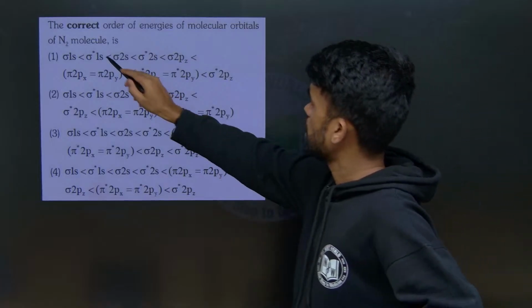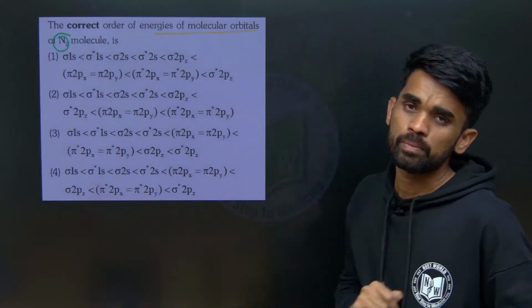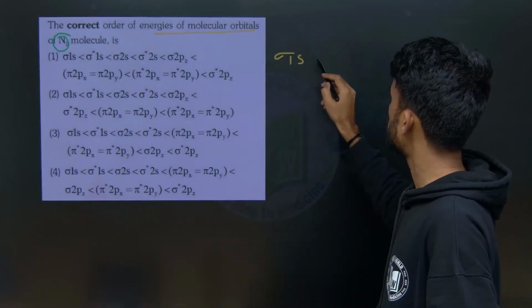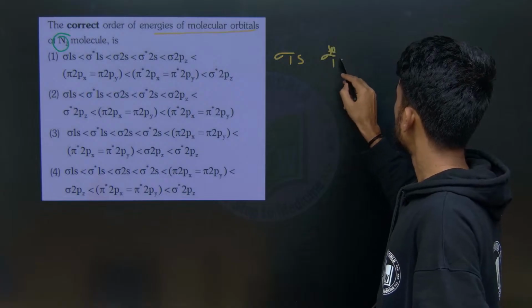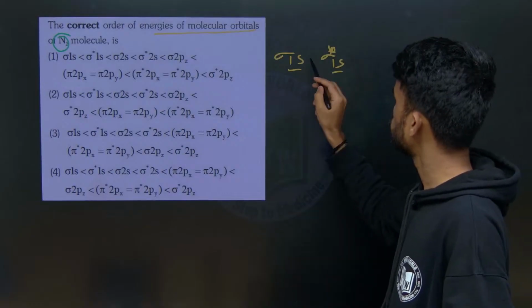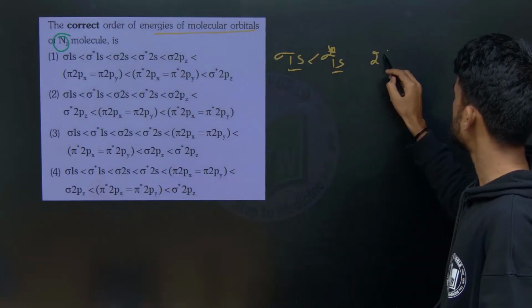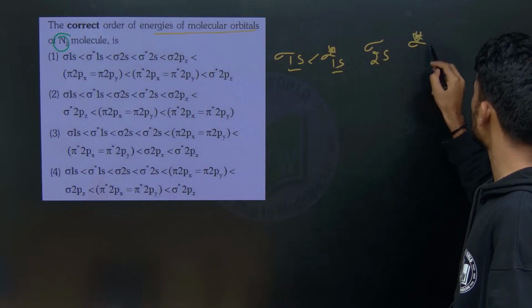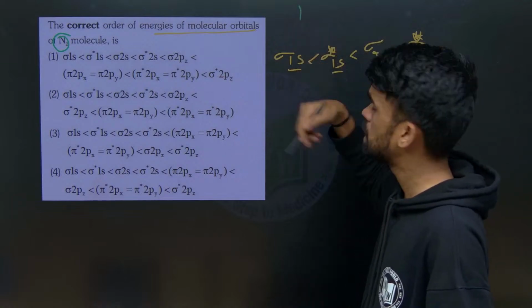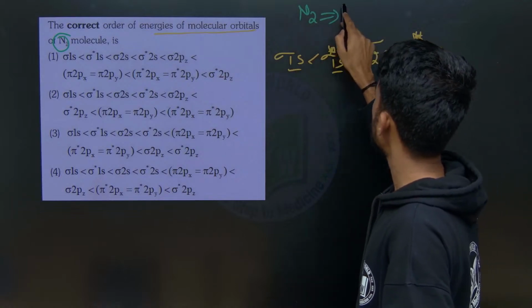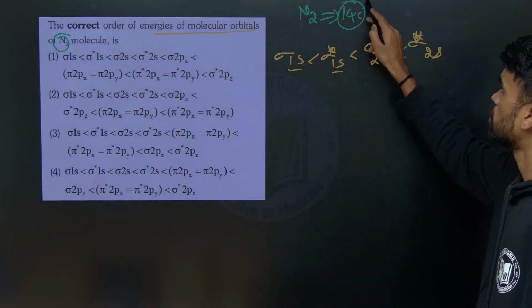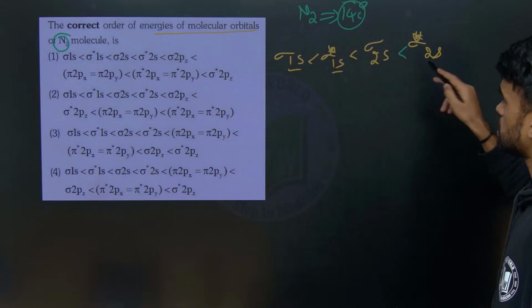Next, for the N2 molecule, what is the energy orbital diagram? I mean, what are the energies of the molecular orbitals? We should write sigma 1s, sigma star 1s, bonding and anti-bonding. Anti-bonding will always have higher energy than the respective bonding. Next sigma 2s, then sigma star 2s. The total number of electrons in the N2 molecule is 14, right? So whenever we have 14 electrons or fewer, follow this order: sigma 1s, sigma star 1s, sigma 2s, sigma star 2s.